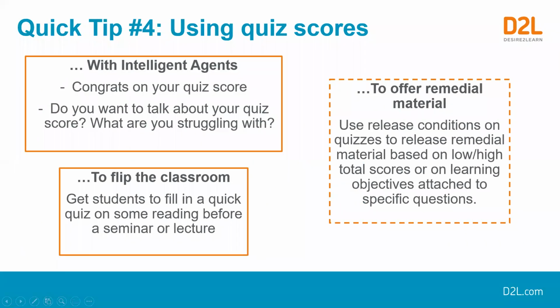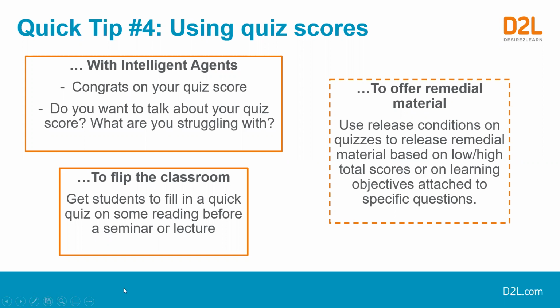Tip number four, using quiz scores. With quiz scores and intelligent agents, you can congratulate your students, or perhaps ask questions if they want to follow up with you. Are they struggling with certain things? You can also release additional material to students using the release conditions. If they score below a certain score, or if they score poorly on certain questions, then you can release additional material.